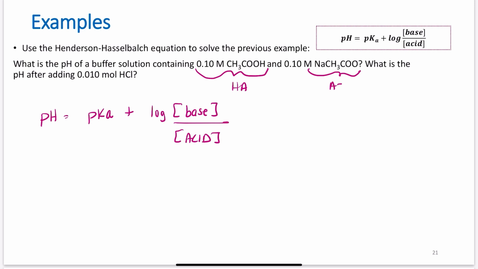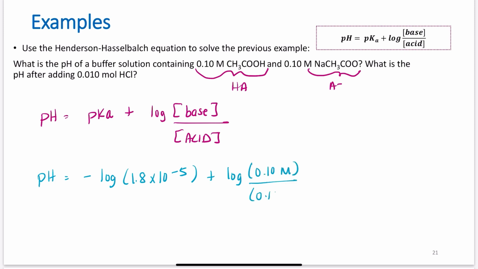First, we're going to find the pH of just the buffer system, then I'll do it after adding the acid to it. So if I wanted to find it before adding the acid, just the pH of this system, pH equals negative log of the Ka value, which is 1.8 times 10 to the negative fifth, plus the log of the concentration of base divided by the concentration of acid. 4.74. That is what we found for the pH of that system prior to addition of HCl.